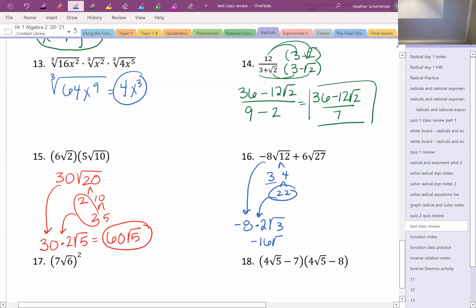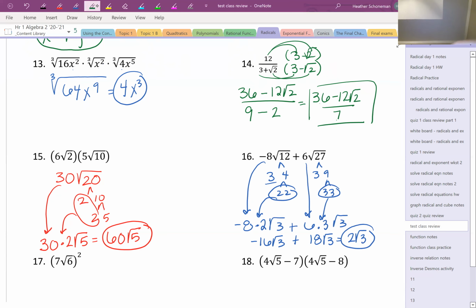So I get negative 16 square root 3 plus, let's do this again. This is 3 and 9 and 3 and 3. So the 6 comes out. So that group of 3, and there's a 3 left over. So we get 18 square root 3. So when we add it together, we get 2 square root 3.